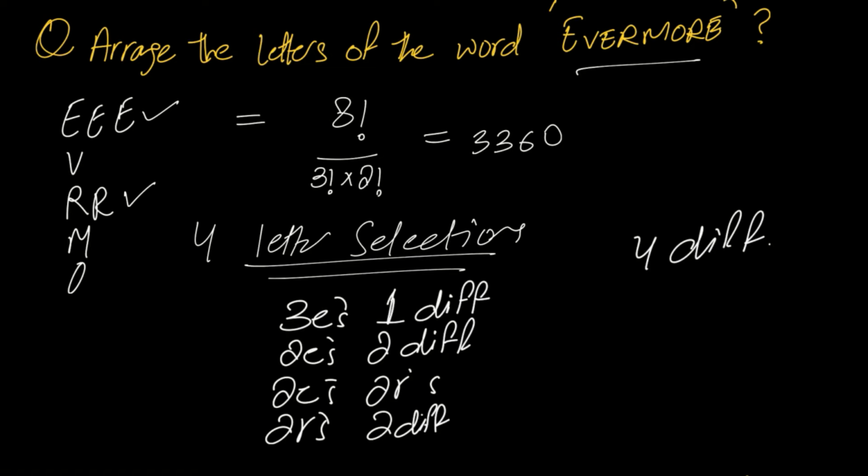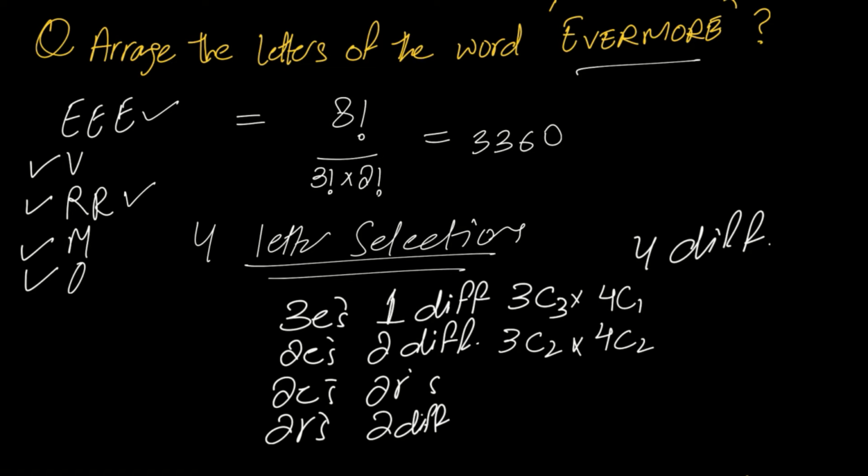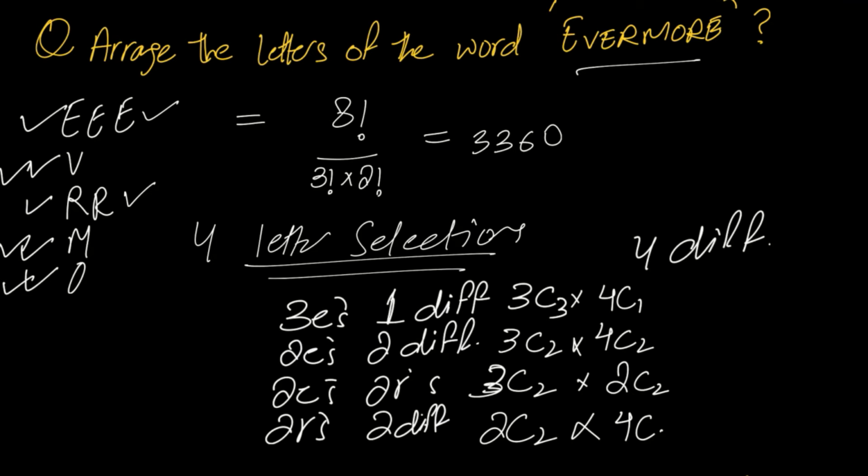Okay, now we have to first of all select all of these and then we can arrange them. So for 3 E's we use 3C3 because we're choosing all of them, and 1 different, so we can have any of the 4, so 4C1. Now 2 E's, so 3C2 into 2 different, so again any 2 from the 4. Then 2 E's, so 3C2 into 2C2, this is a 3. Now 2 R's, 2C2 and 2 different, any 2 from the 4, and 4 different, so any 4 from the 5.